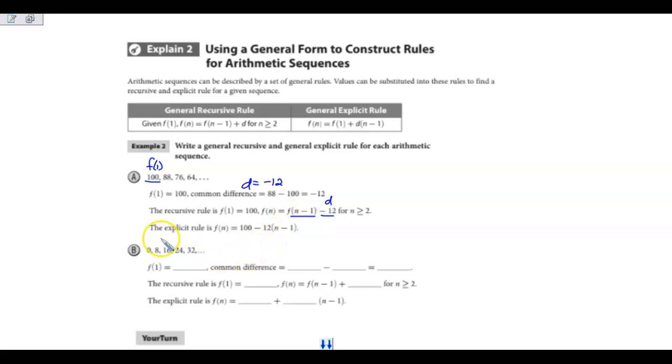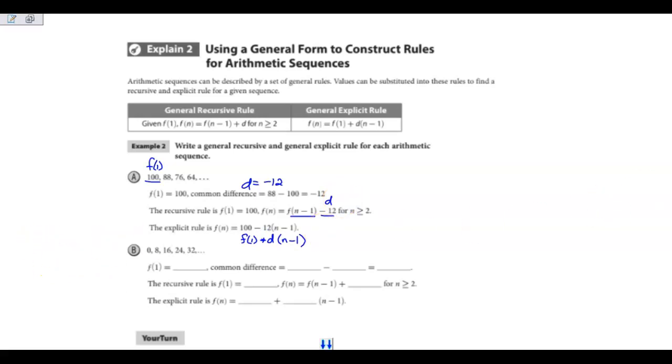Okay? The explicit rule is f of n equals our first term, there's our first term, plus our difference times our previous term. So then we have 100, that's our first term, negative 12 is our common difference, and n minus 1 shows us our previous term.